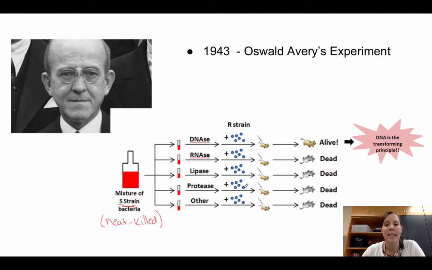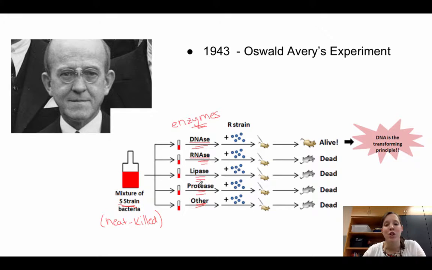So he takes this heat-killed bacteria and he subjects it to different types of enzymes. Enzymes are little molecules that break down other molecules. So for example, enzymes called DNases break down DNA. Enzymes called RNases break apart RNA. Lipases break apart lipids or fats. Proteases break apart proteins. And then I'm not sure what is meant by this other category.